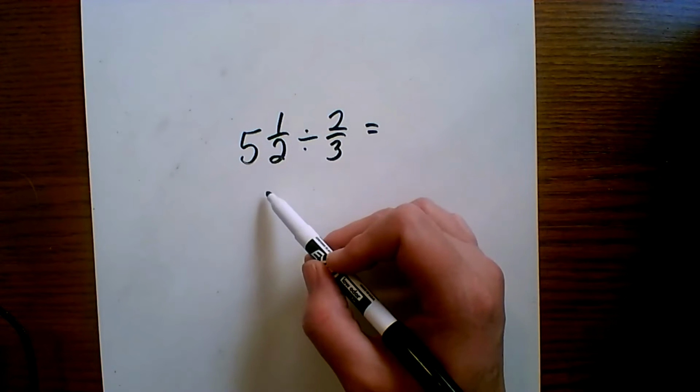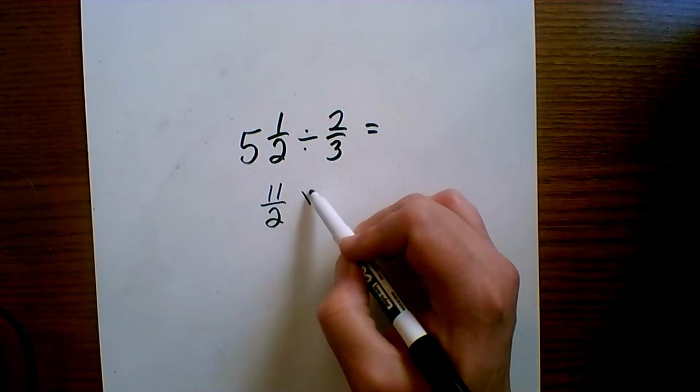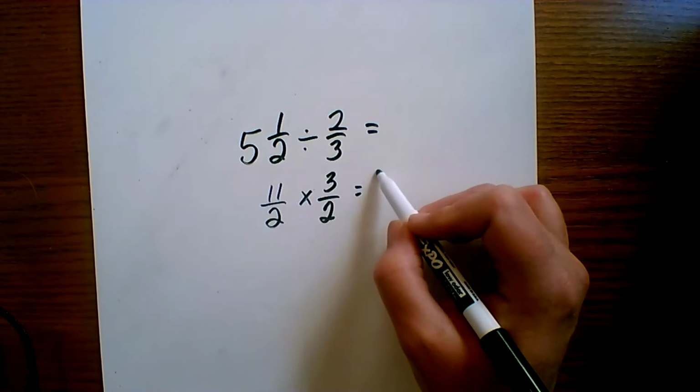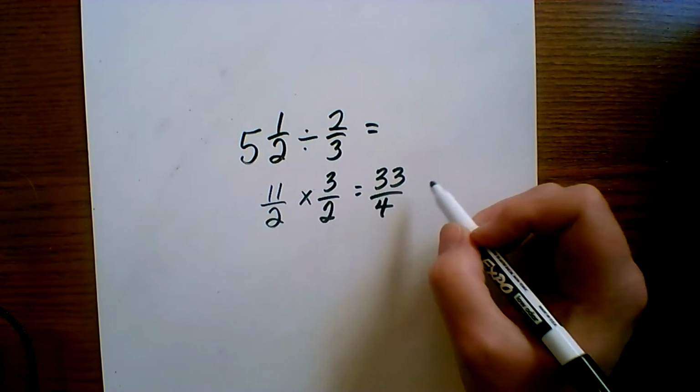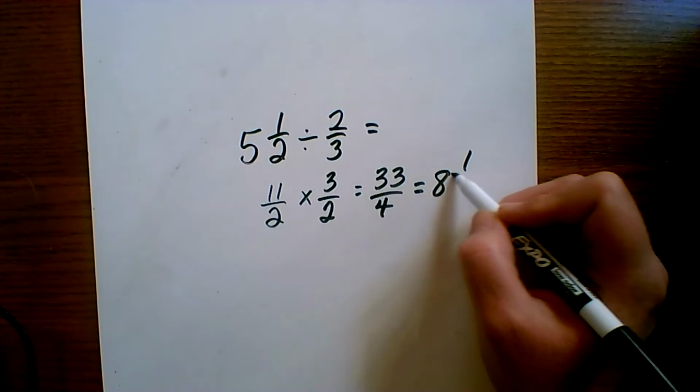So 5.5 has to be changed to an improper fraction. So that would be 11/2. And then we're going to multiply by the reciprocal, which is 3/2. So that gives us 33/4. And when we do the division, we actually get that to be 8 1/4. Go ahead and ask the in-conclusion questions and play Fractions in 4 Operations, which is game F45 in the Math Card Games book.